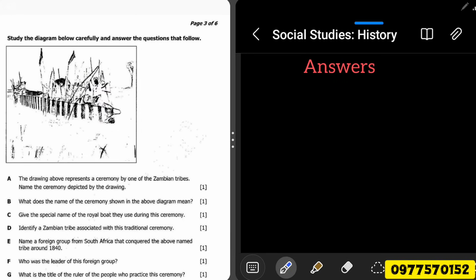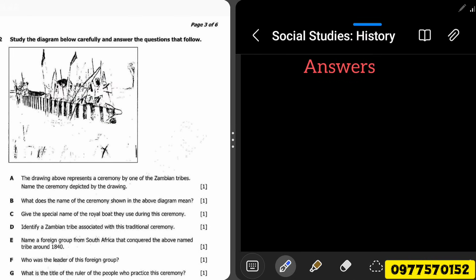In this video, we are going to look at social studies, specifically history questions under section B. The question reads: study the diagram below carefully and answer the questions that follow. On the diagram we see a boat and people paddling. The drawing above represents a ceremony by one of the Zambian tribes. Name the ceremony depicted by the drawings.